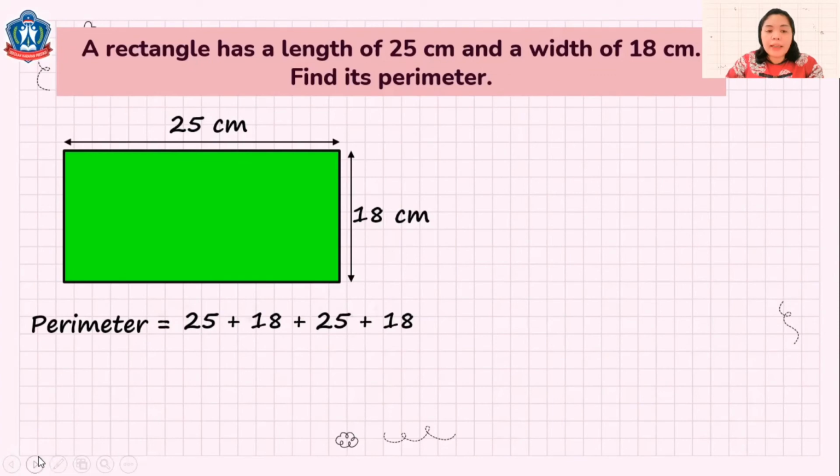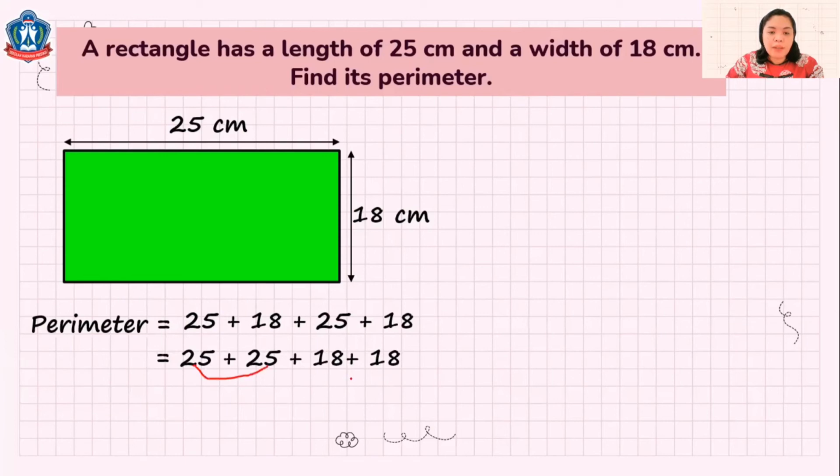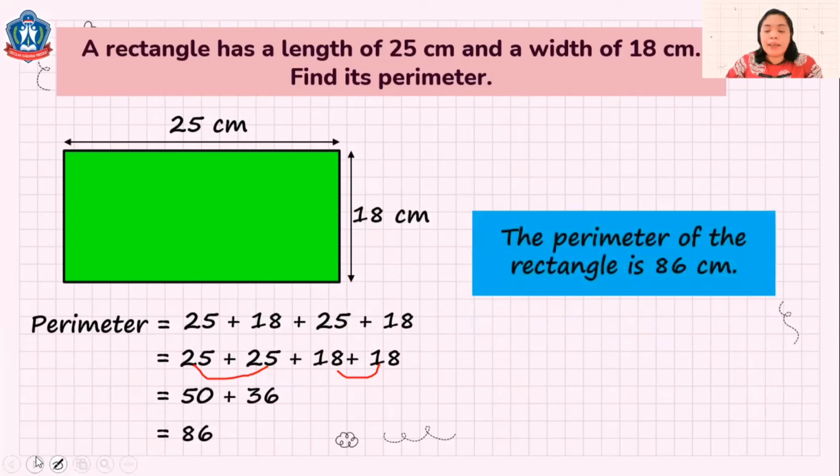Or we can arrange it like this. 25 plus 25, 18 plus 18. So we have two lengths, this one, and we have two widths. So we have 25 plus 25, 18 plus 18. So we can actually multiply the length times 2, right? 25 times 2 and 18 times 2, and we will add the sums, and that is 50 plus 36, so that is 86. So the perimeter of this rectangle is 86 centimeters.